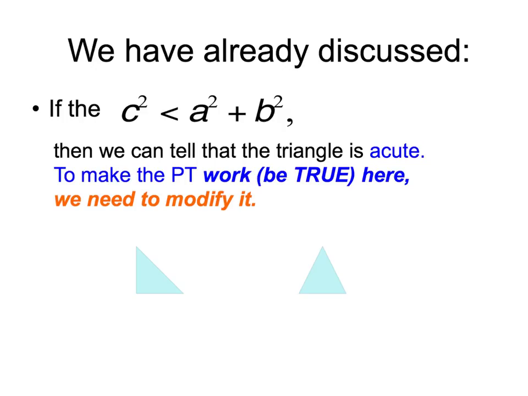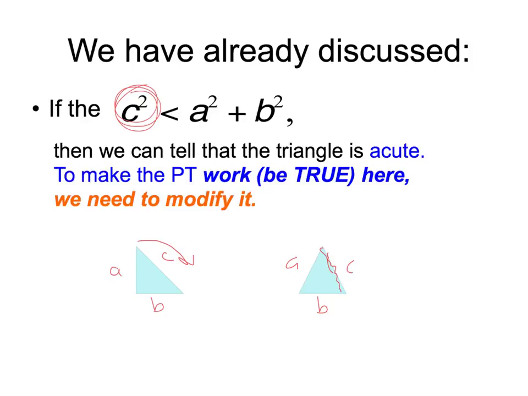We've already even used the Pythagorean theorem. If it doesn't work and it's not exactly equal, we can tell if a triangle is acute. Basically, if our c squared is too small for what it should be for a right triangle, we know that the triangle then must be acute, right? This side here would have had to squeeze down and leave only the length that we have for c. So to make the Pythagorean theorem work here, we need to use something a little bit different.